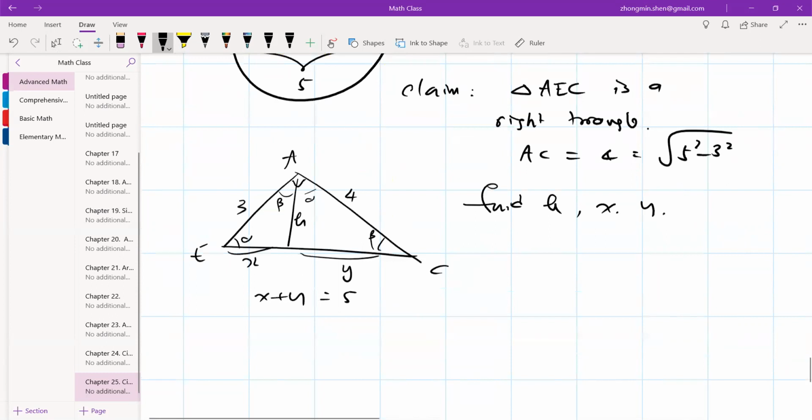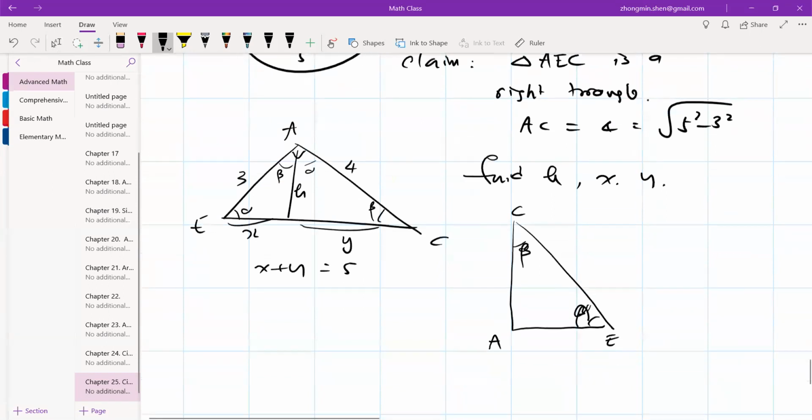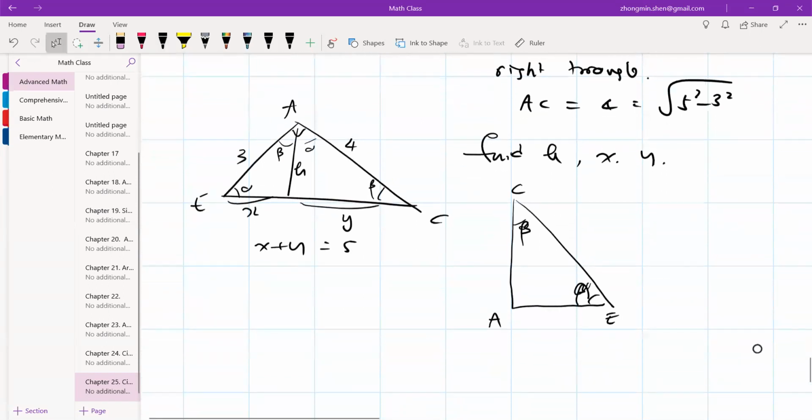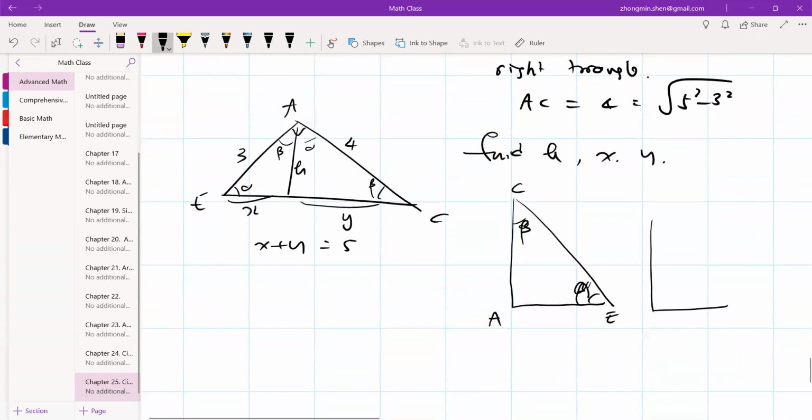Alpha plus beta is 90 degrees. So let's find the corresponding triangles. There are 3. Here's A, here's E, this is C. Because this is alpha, that's beta. Let's put it this way. No, this is alpha, that's beta. And then another one, a little bit smaller.